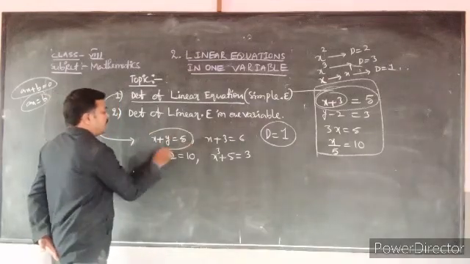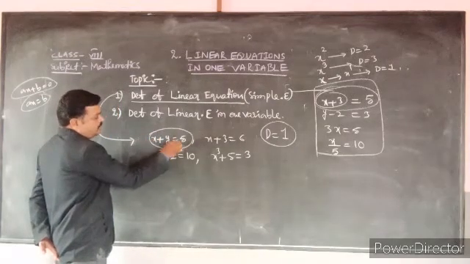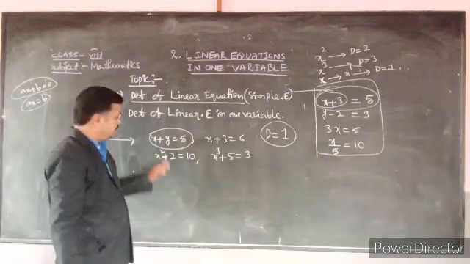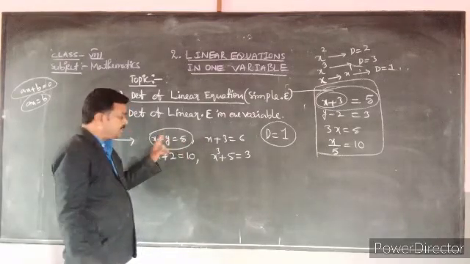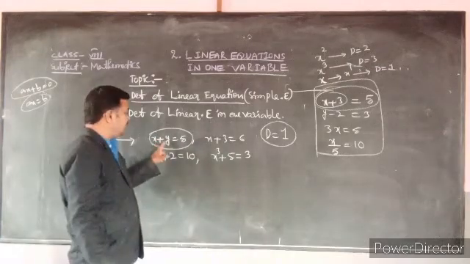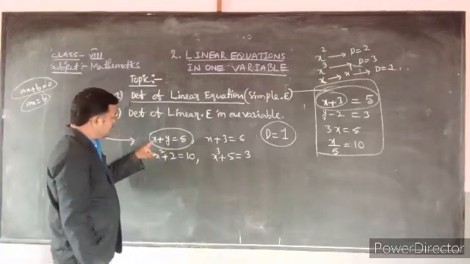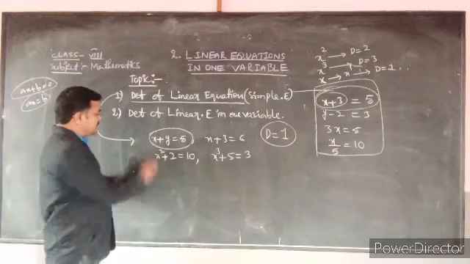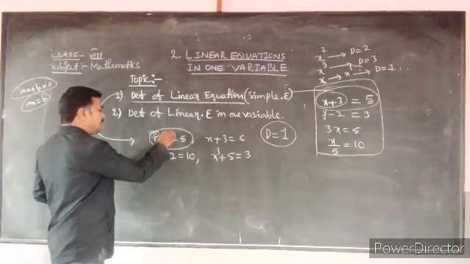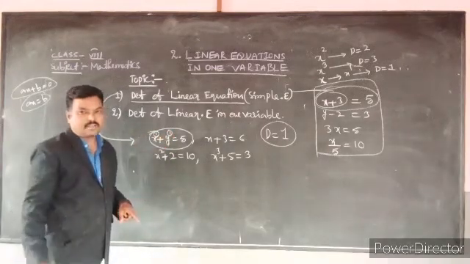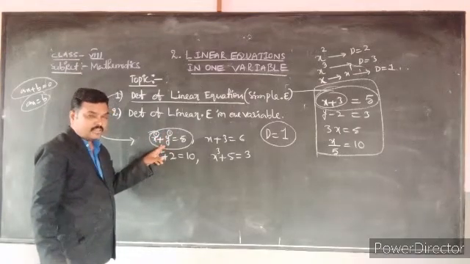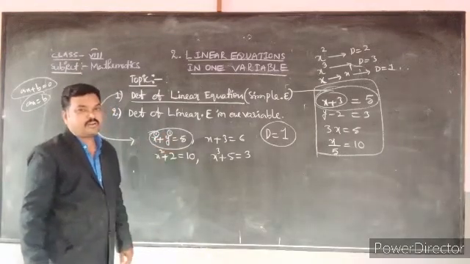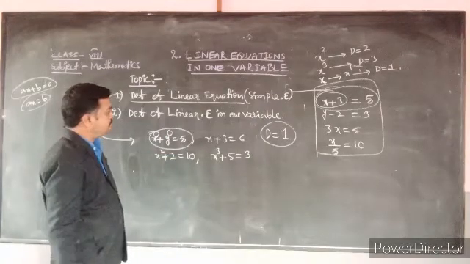See, x plus y is equal to 5. Here two variables are there. x and y are two variables. Here the degree of x is 1, and the degree of y is also 1. So here the highest degree is 1. This is an example of a linear equation or simple equation.